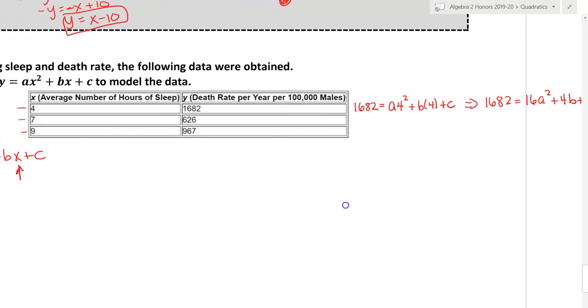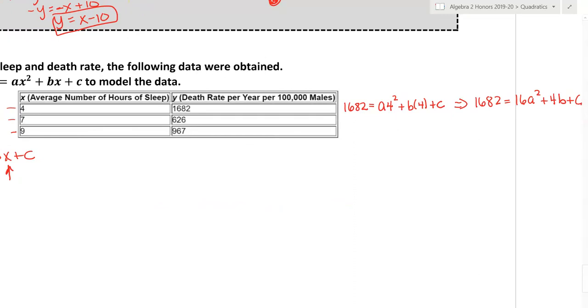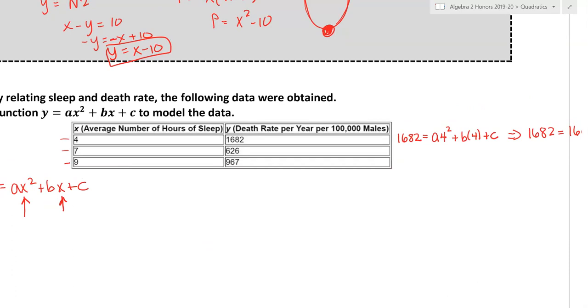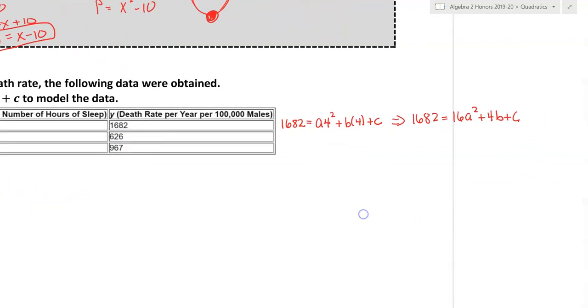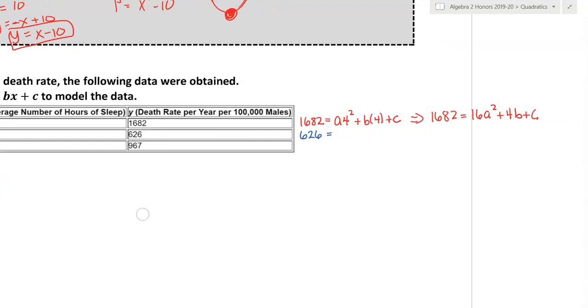Okay, let's do that for the second ordered pair. I'm going to get a different color here. It's not wanting to do that for me. There we go. Okay, so now x is 7, y is 626. So 626 is your y, ax squared. Well, now x is 7, so 7 squared, bx, so b times 7 plus c. So if I simplify that, I've got 626 equals 7 squared is 49.